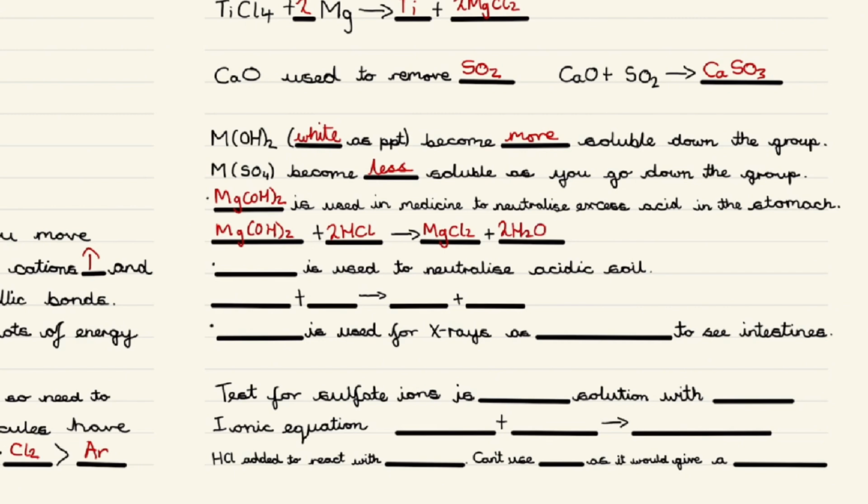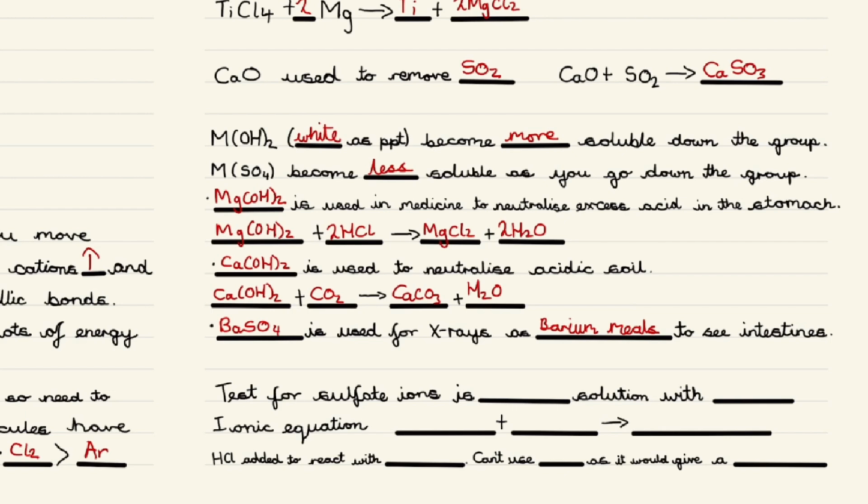Calcium hydroxide is used to neutralize acidic soil, and the reaction for this is Ca(OH)2 plus CO2 forms CaCO3 and H2O. And you need to know that barium sulfate is used in X-rays as a barium meal to see intestines.